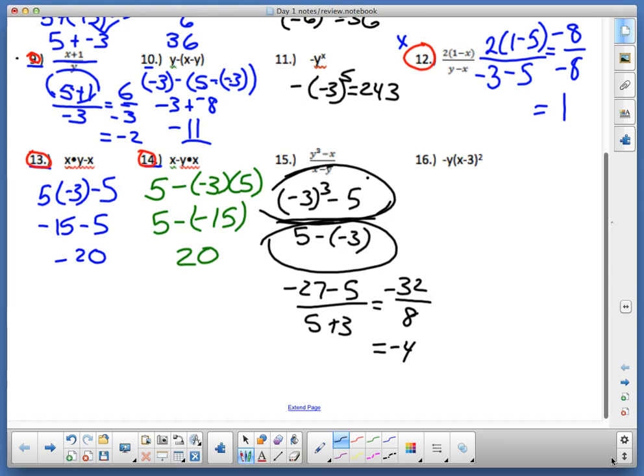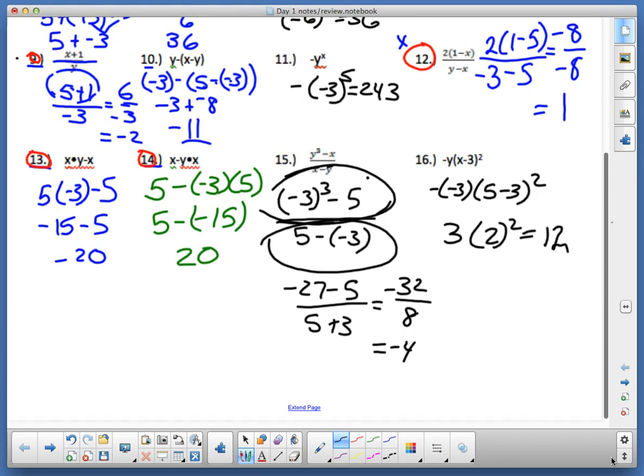And I pop in my negative 3 for y here, problem 16, and my 5 for x, and I've got 3 on the outside because the opposite of negative 3 is 3, and 5 minus 3 is 2 squared, which is 4, so this becomes 12.